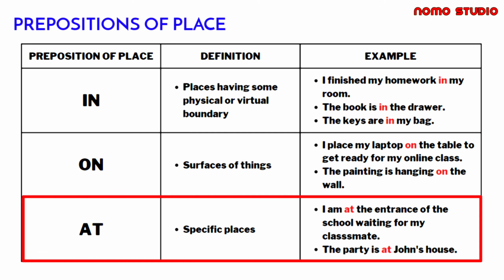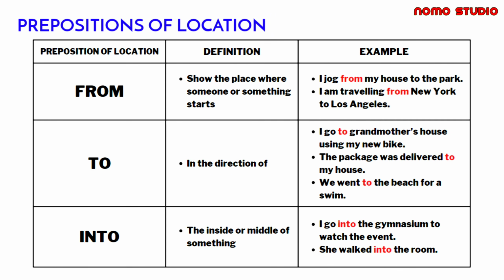So dito sa sentence na ito, ginamit yung preposition na at kasi we used to indicate the specific place where the party is taking place. So ito po yung John's house which is referring to a specific place. So I hope that makes sense also. So lastly, we have the prepositions of location. So we have from, to, and into.